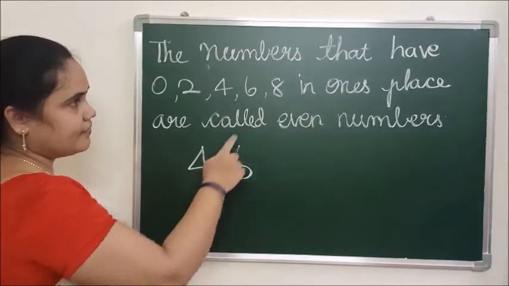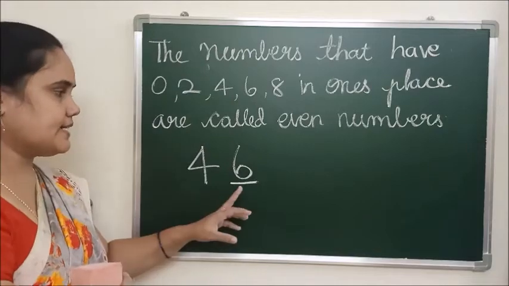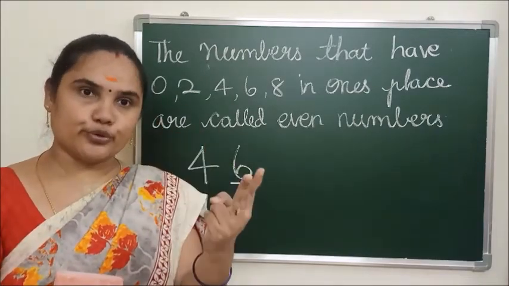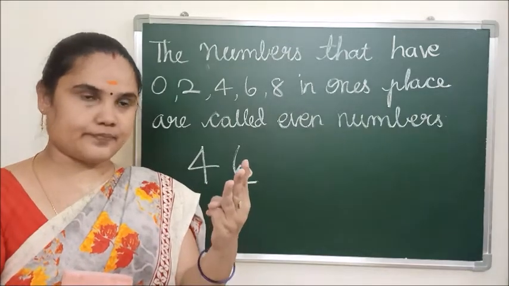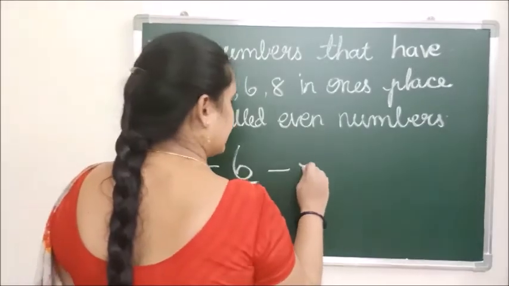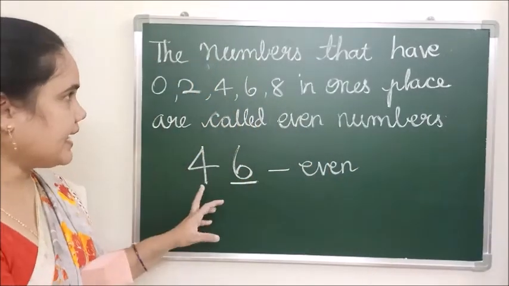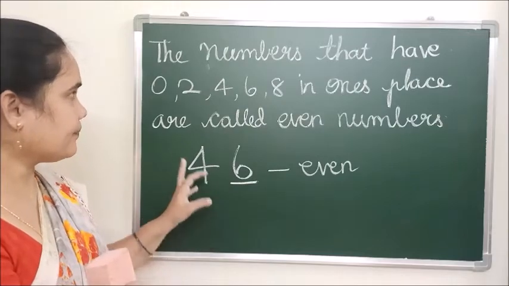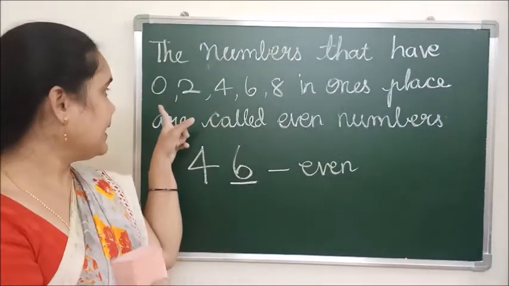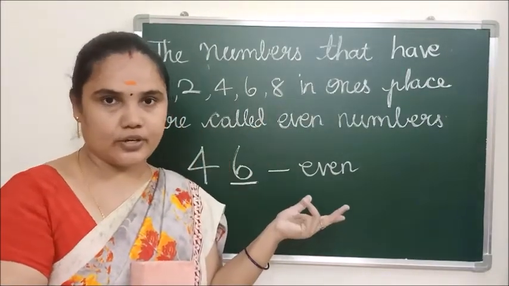46. Which place we have to see? Ones place. So, underline the ones place. 6. Now, read the table 2. 2 ones 2, 2 twos 4, 2 threes 6. We have 6 in table 2. So, it is an even number. Okay, children. We can identify the even number by reading table 2 or by seeing these digits in ones place, children. Both are correct only. Okay.